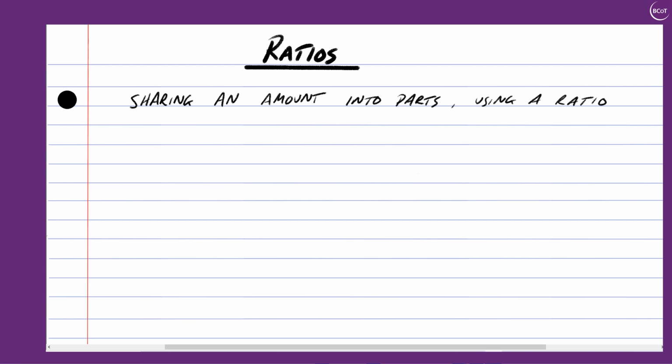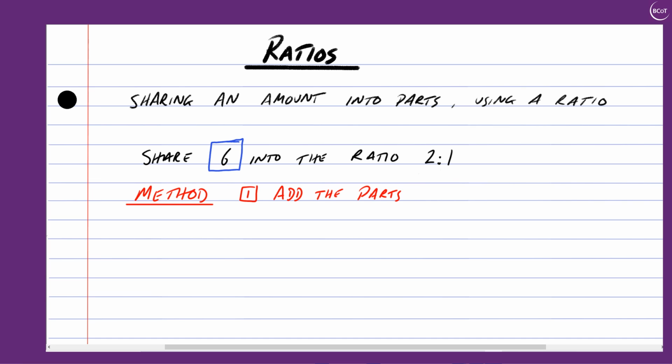So in this video we're going to share an amount into parts using a ratio. We're going to share 6 into the ratio of 2 to 1. And the method is step 1, add the parts. And these are the parts. The parts are 2 and 1.